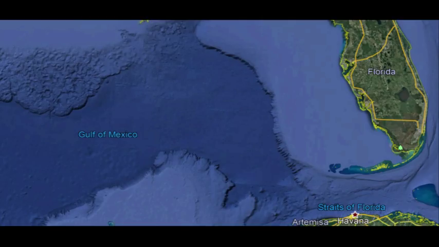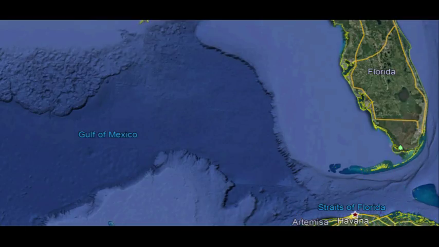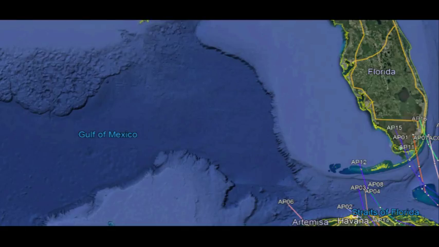Okay, bringing up Hurricane Irma. And we'll bring up the late cycle. I'm going to put up the control and the GFS ensemble members, and we'll try to get a similar picture to what we had last night. So we're bringing up 20 ensemble members.